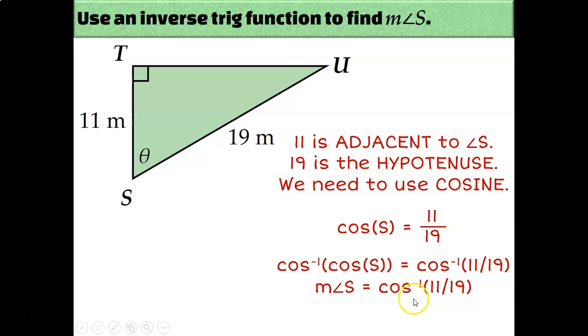So I'll type second cosine to type in inverse cosine, 11 divided by 19. And I find out that the measure of angle S is approximately 54.6 degrees.